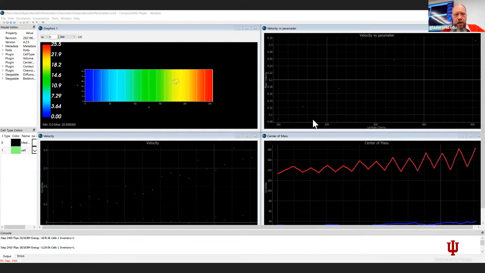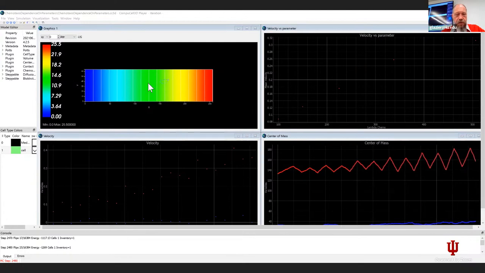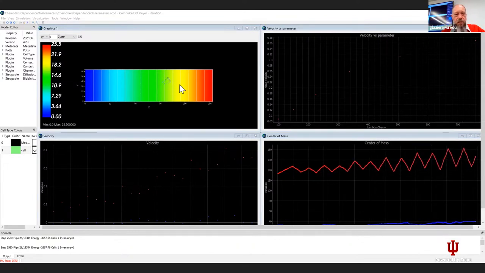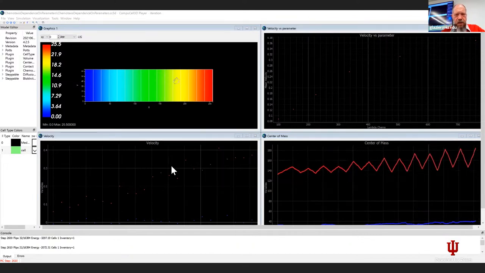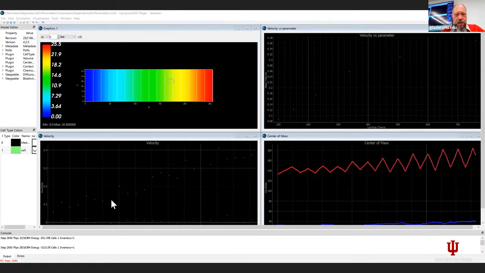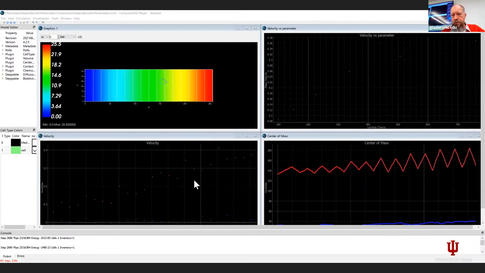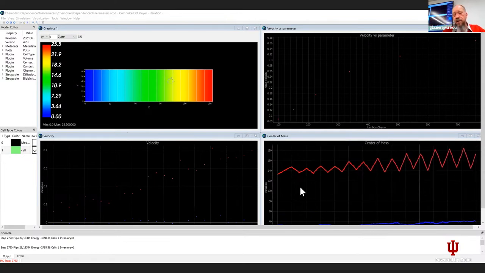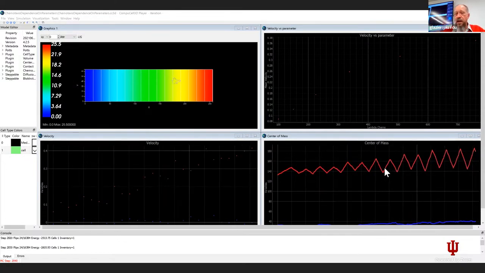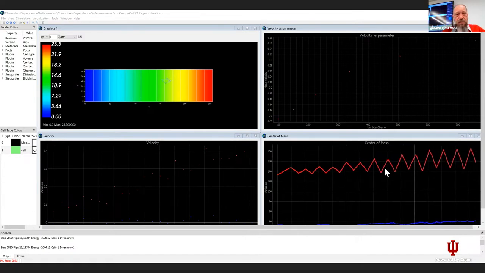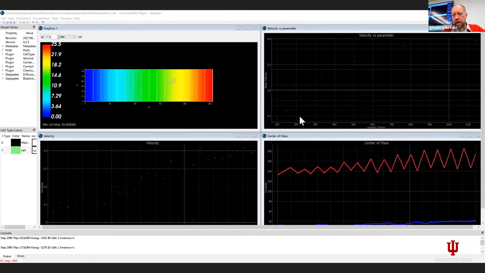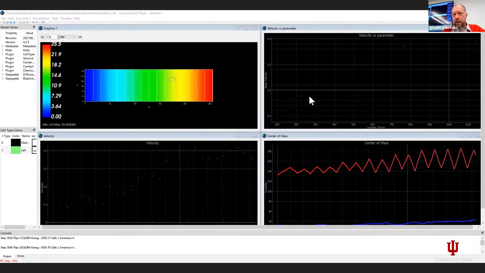So if I look in the cell field, I see the cell moving back and forth. You'll see as the lambda chemo gets big, the cell gets sort of broken up, which is where it is now. If I look in the velocity field, you'll see that the velocities are getting bigger and bigger as I go through this. In the center of mass, I'm plotting the trajectory of the cell as a function of time, so I can see when it turns around. And the oscillations get a little bit bigger as I increase lambda chemo. And then for velocity versus parameter, the x-axis is the strength of lambda chemo, and the y-axis is the mean velocity.